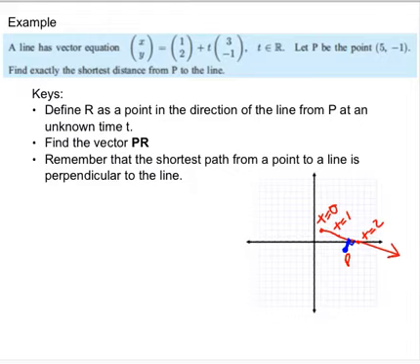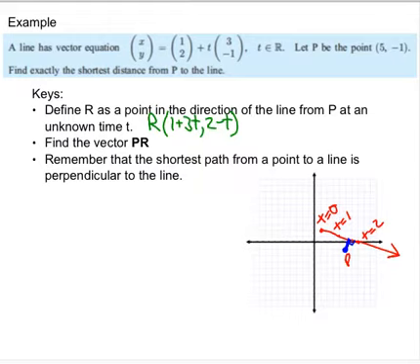And every time we do these, we're going to define R the same way. All right? R is going to be the point whose coordinates are, in this case, 1 plus 3t and 2 minus t. Where did I come up with those? The parametric equations. Okay? You're using the parametric equations to represent some random point R on the line. Okay? Does everyone follow what I just did here? That's a key step you've got to remember.